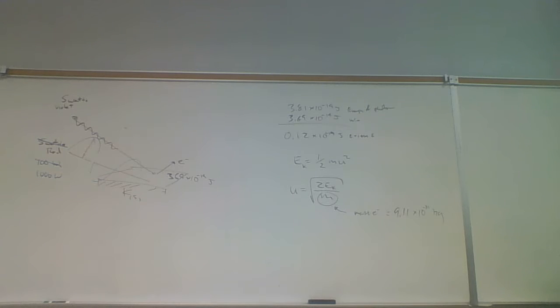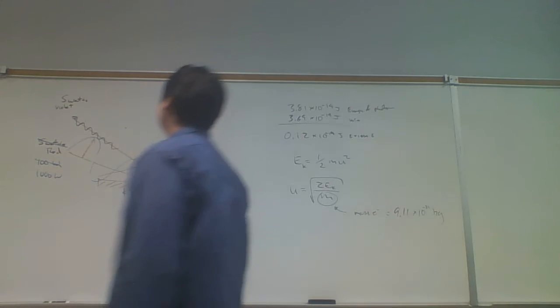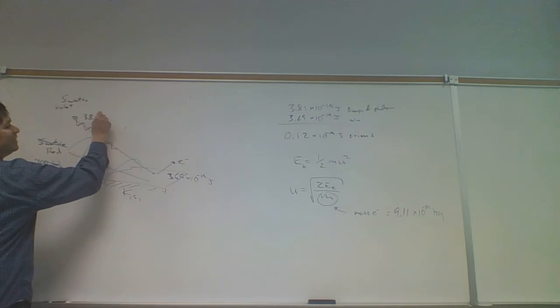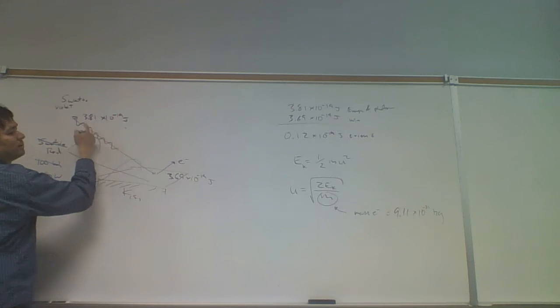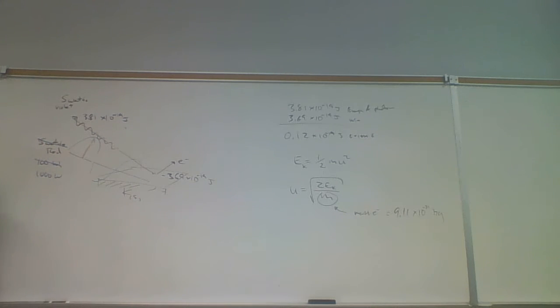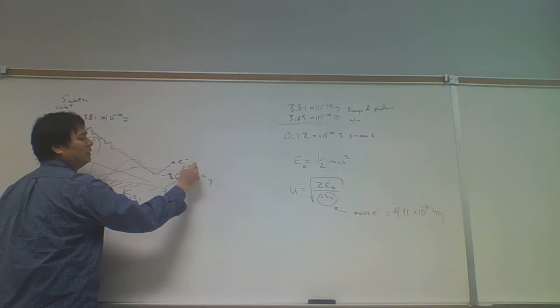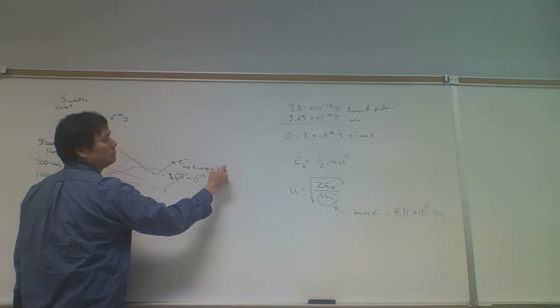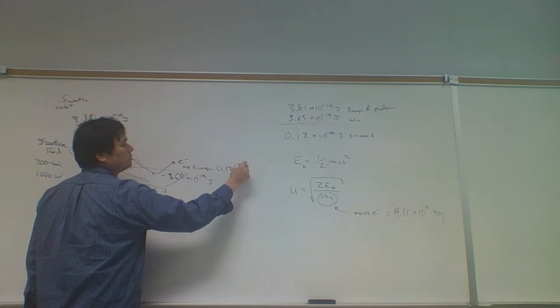Does somebody have the velocity? I'm still confused. EK is which energy again? Here, essentially this is what we have. We have 3.81 times 10 to the minus 19 joules of energy coming in. To kick off the electron, we subtract 3.69 times 10 to the minus 19 joules from that, which means there's going to be excess energy. The excess energy is going to be 0.12 times 10 to the minus 19 joules.